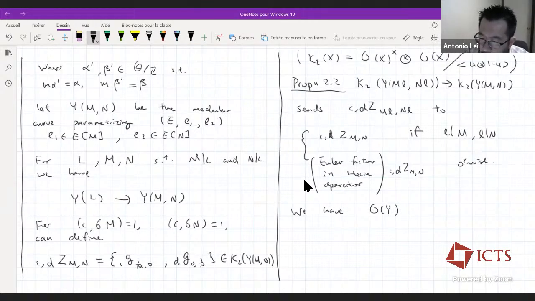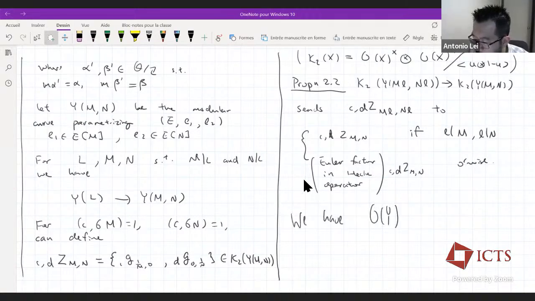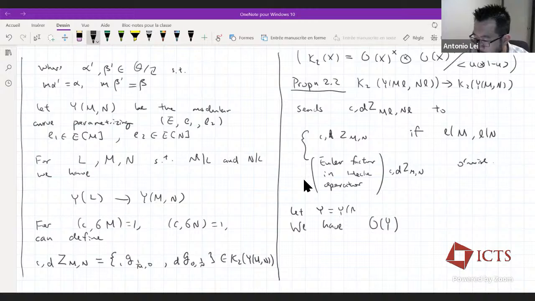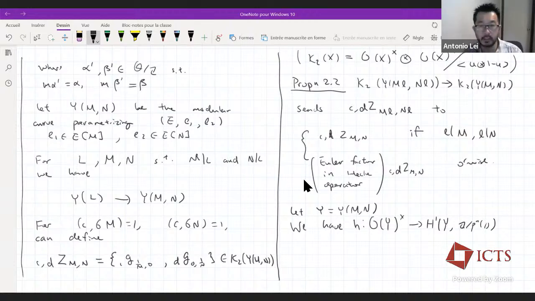Okay, sorry, let me move this. Just for simplicity, let Y be Y(M,N) for the time being. So you have a map, let's call this H, going from O(Y)^× to H^1(Y, Z_p(1)). So here, this is étale cohomology.